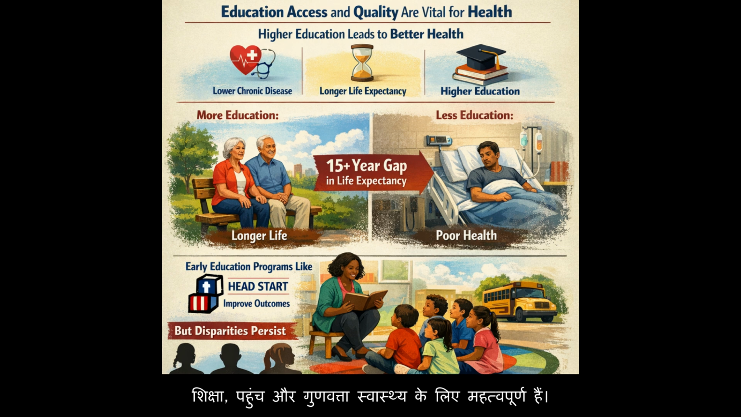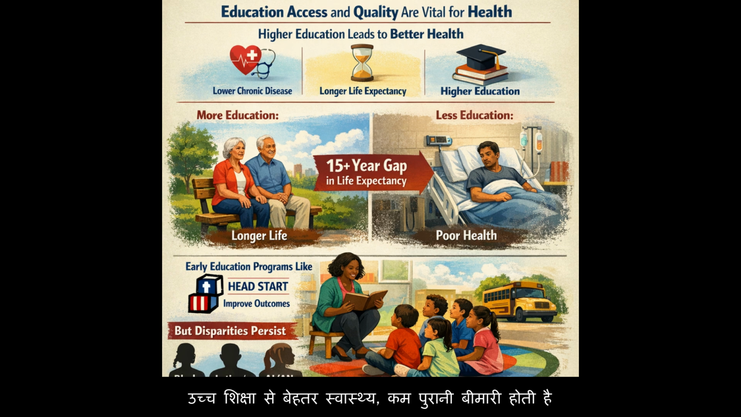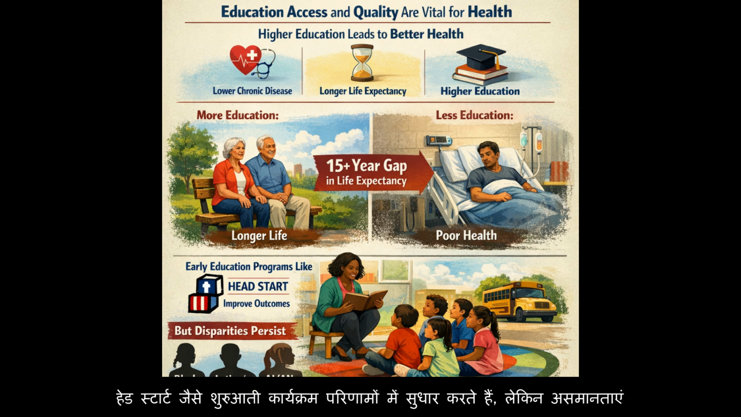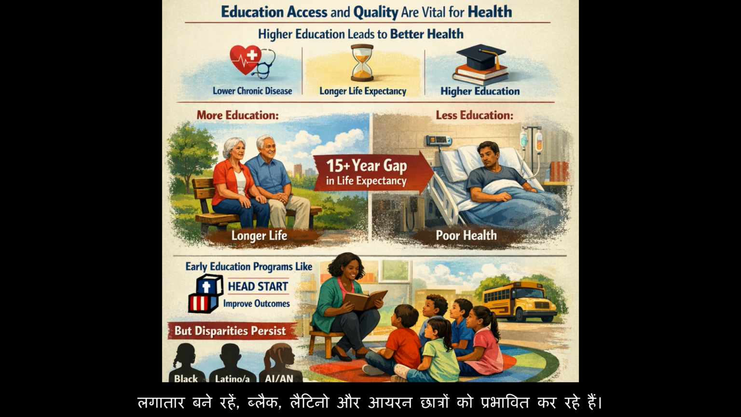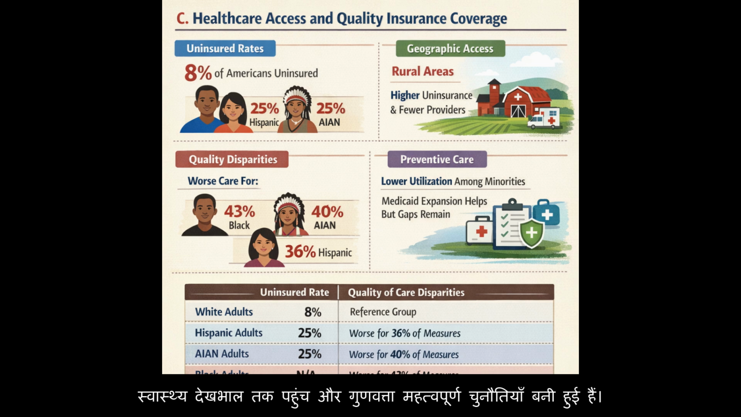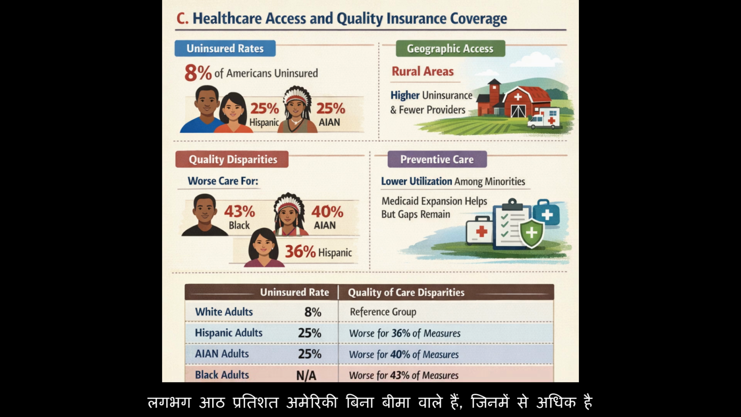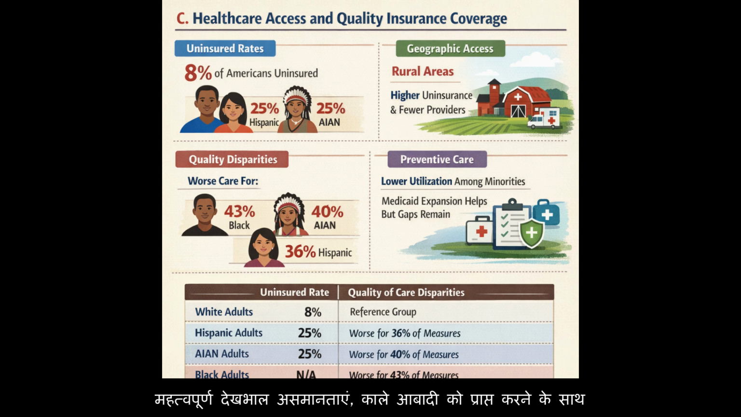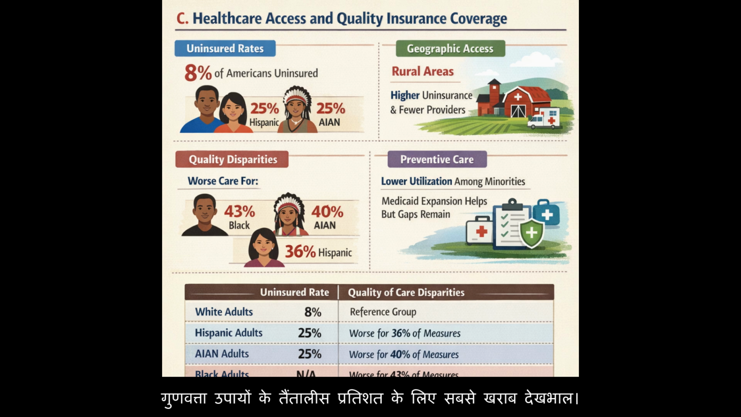Education access and quality are vital for health. Higher education leads to better health, lower chronic disease rates, and longer life expectancy, with a 15-year gap between the least and most educated. Early programs like Head Start improve outcomes, but disparities persist, impacting Black, Latino, and Indigenous students. Healthcare access and quality remain critical challenges. About 8% of Americans are uninsured, with higher rates among Hispanic 25% and AN adults 25%. Rural residents face limited providers, and minorities experience significant care disparities, with Black populations receiving worse care for 43% of quality measures.